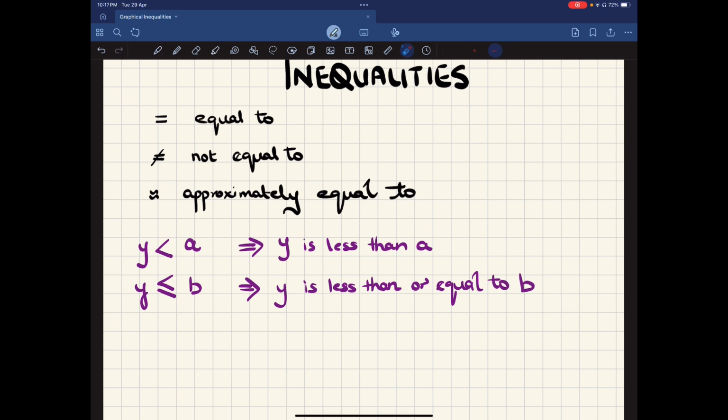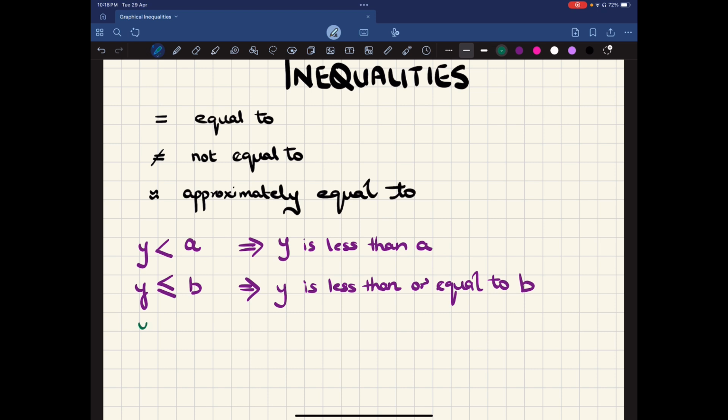Okay, so why this change? Because now we have this equals to under the inequality sign. So this is a strict inequality. A is not included. Y is less than A. Strict inequality. In the second one, we have an equals to below the inequality, which means that y is less than or equal to b. So b is included in the answer. I hope this is clear.